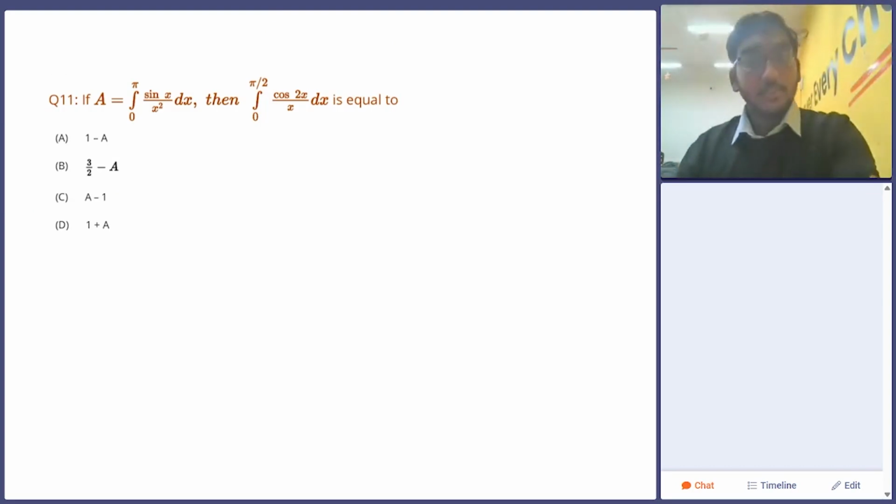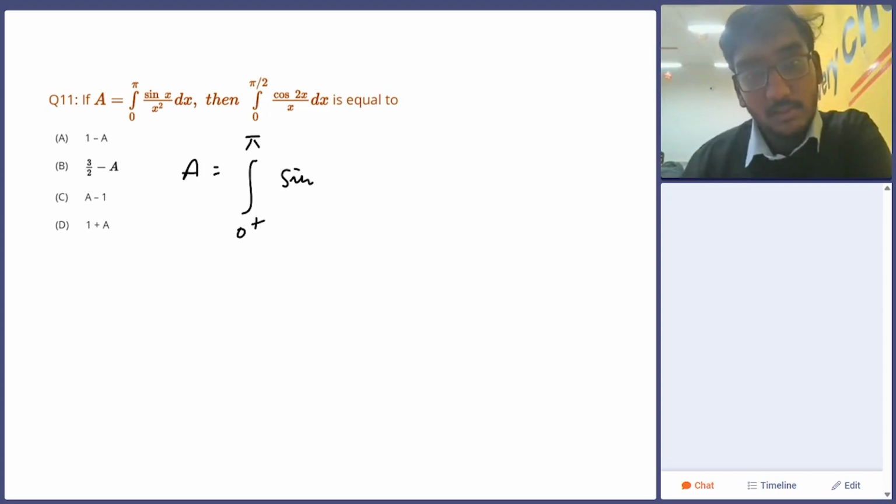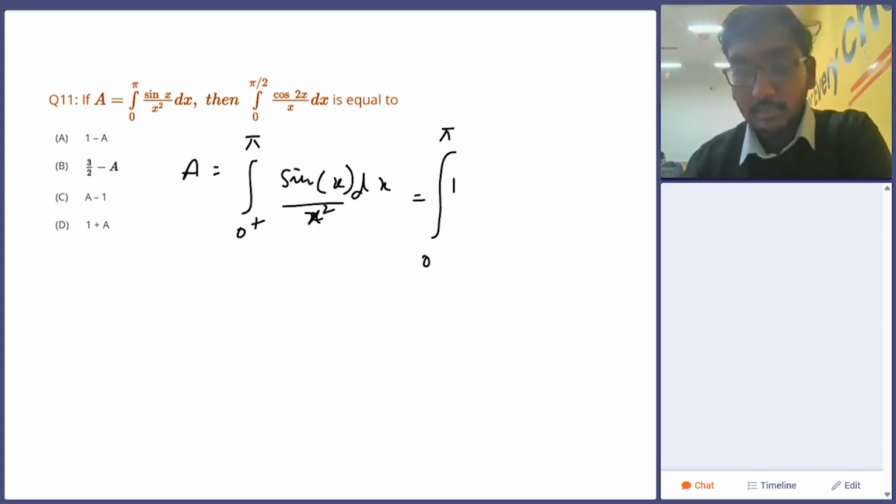So this question is from definite integrals. They have given the value of A to be this. See, this particular function is not defined at X equal to 0, so we'll integrate it from 0 plus instead of 0. This you can evaluate using parts. From 0 to pi, you will write it in this way: sin x times 1 upon x square dx.